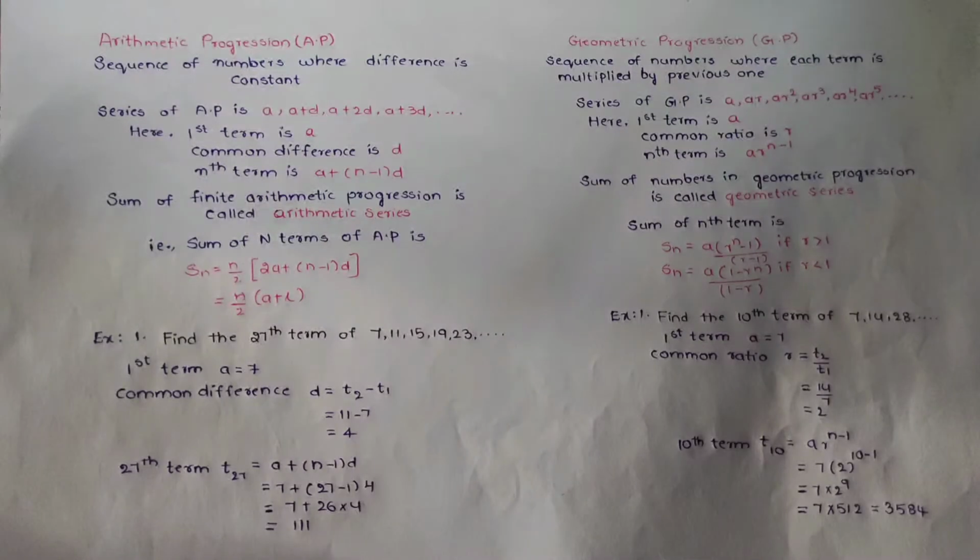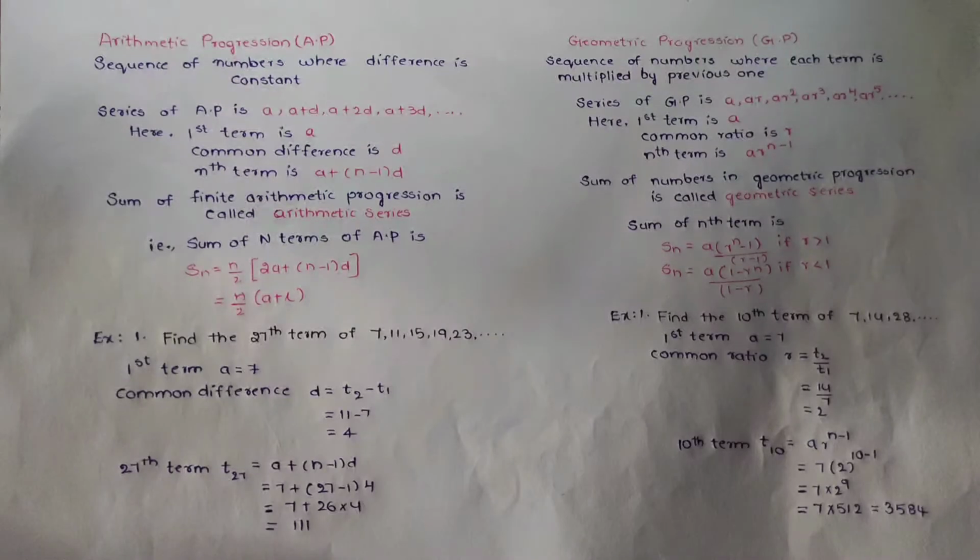Similarly, the sum of numbers in a geometric progression we call a geometric series. When they ask about the sum of n terms in the geometric series, we use the formula a (r to the power n minus 1) divided by (r minus 1). This is applicable when r is greater than 1, that is when the r value is 2, 3, 4, 5 and so on. When the r value is less than 1, we use the formula a (1 minus r to the power n) divided by (1 minus r).